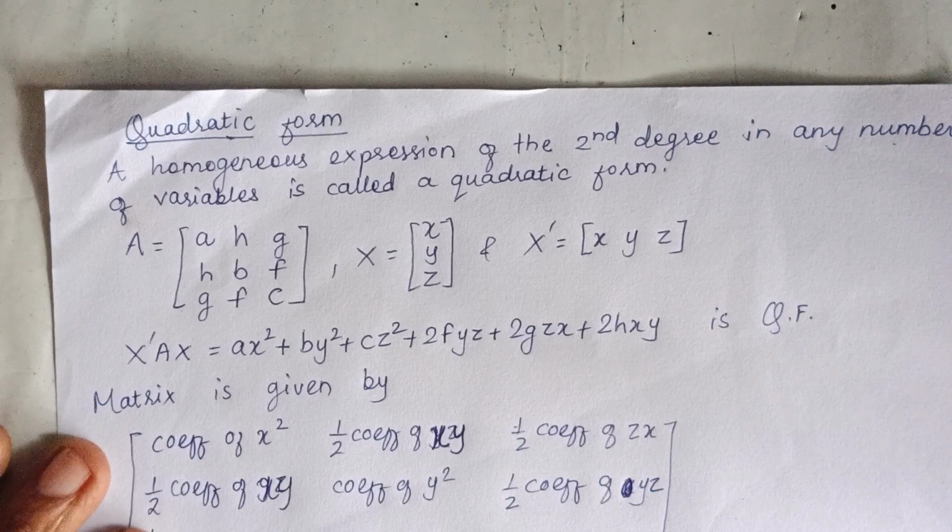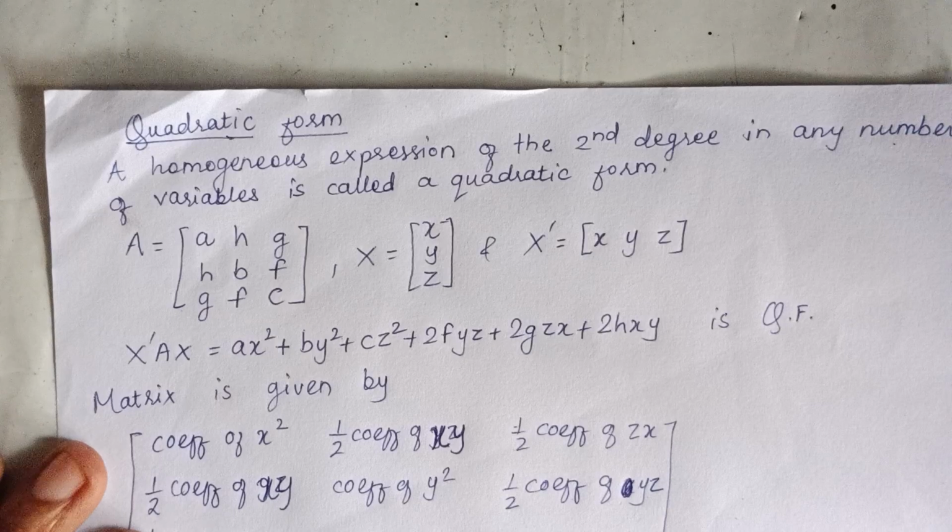Hello students. So today we are going to learn about quadratic forms, which is a topic in matrix algebra. Quadratic form means whatever the quadratic form is given, you have to write it in terms of a matrix, or a matrix can be converted into a quadratic form. So what is a quadratic form? A homogeneous expression of the second degree in any number of variables is called a quadratic form.